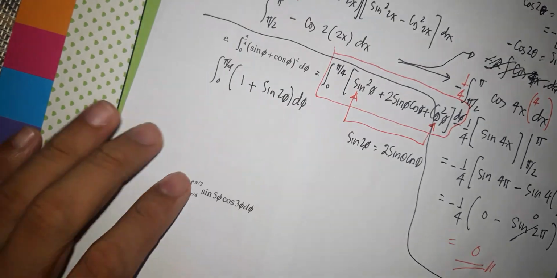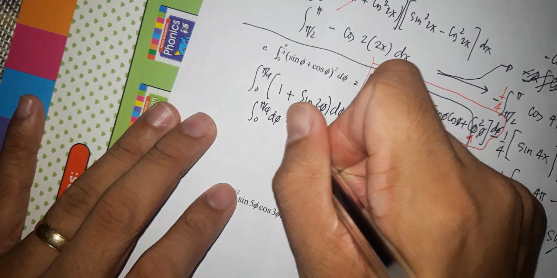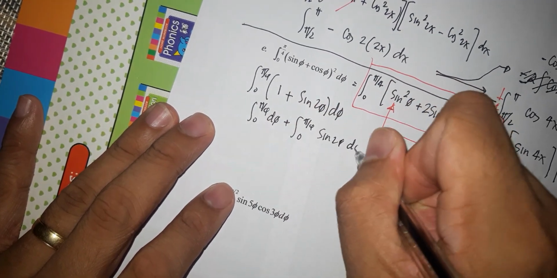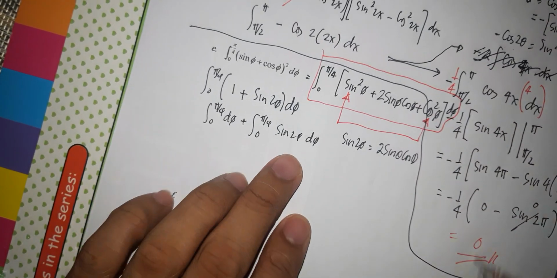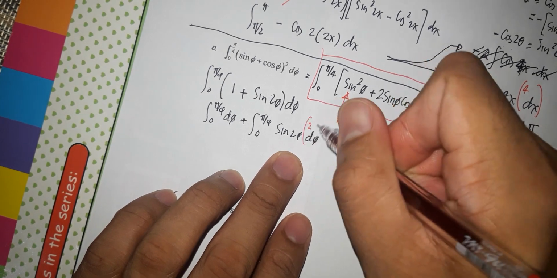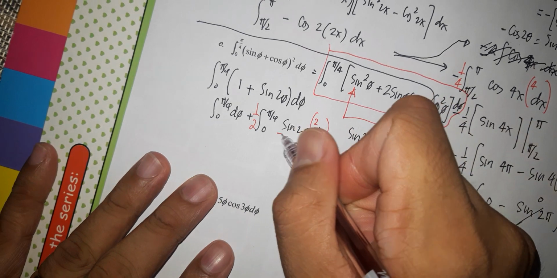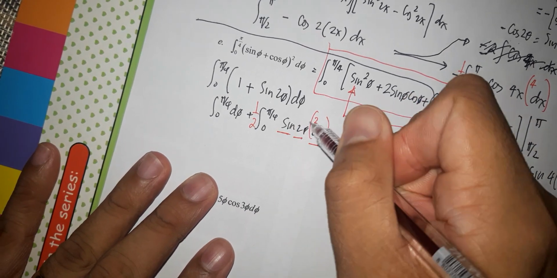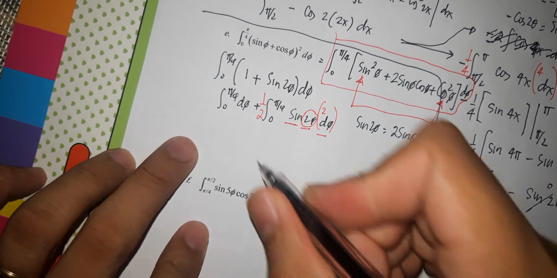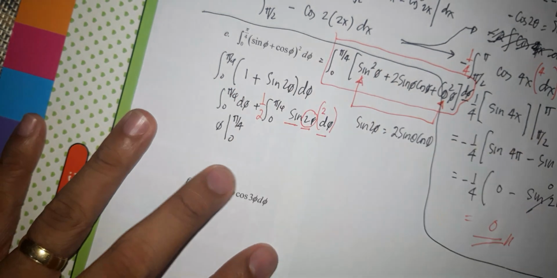So, let us try to evaluate. So, that's integral from 0 to pi over 4 of d phi plus integral from 0 to pi over 4 of sine 2 phi d phi. So, what I need to do is to integrate this sine 2 phi by providing 2 here and then compensate 1/2 outside para magi siyang sine u du because the derivative of 2 phi is 2 d phi. So, integral of d phi is phi from 0 to pi over 4.